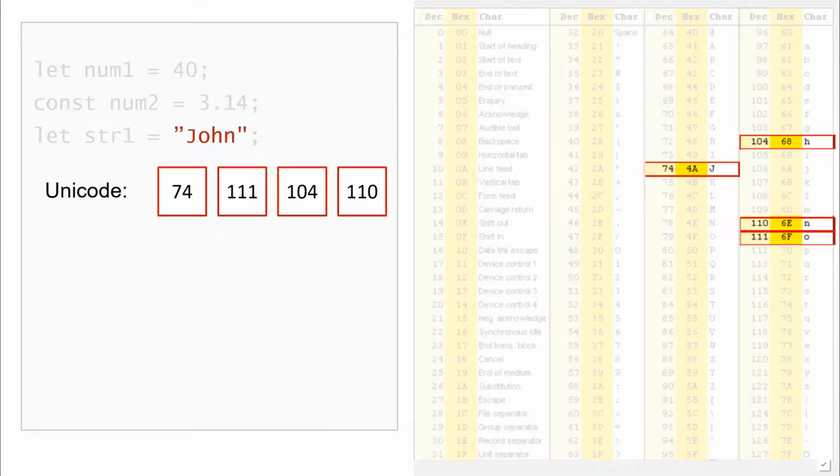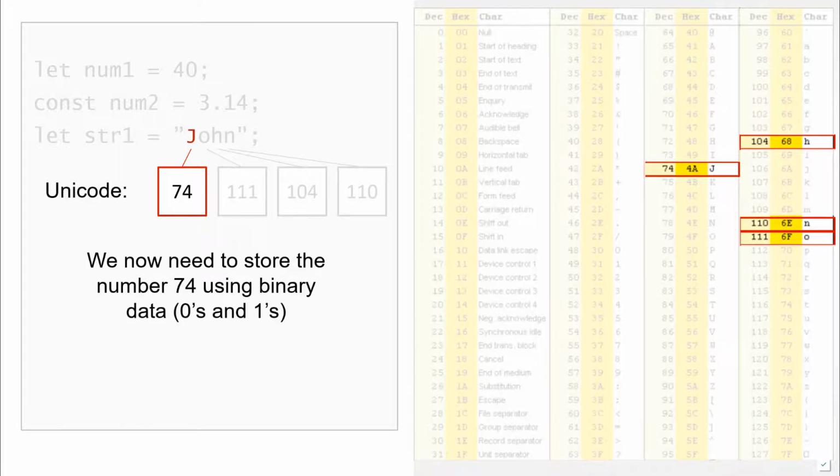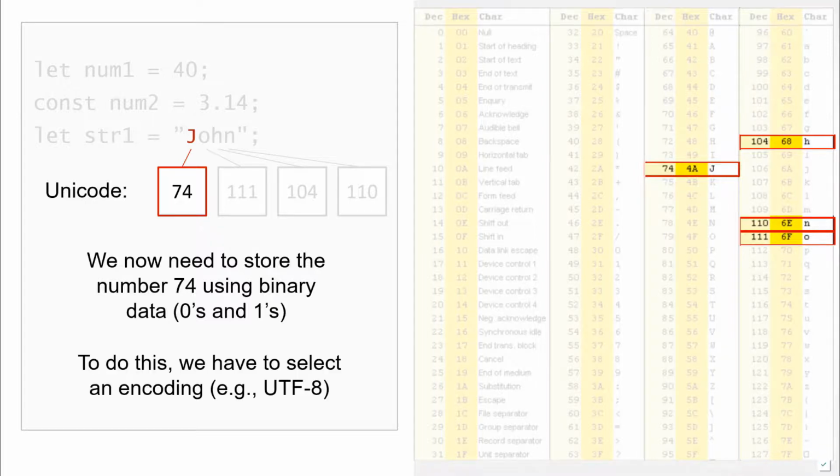We would use our old examples where we use the name John. We converted it to numbers 74, 111, 104, and 110. And we will specifically focus on the first character in this case, capital J, which corresponds to the number 74 based on the Unicode standard. So the next thing that we need to do is figure out a way of how can we record this number 74 into something that uses only bits, zeros and ones. And to do this, we would use binary data. And more specifically, binary data which is recorded based on this UTF-8 standard.